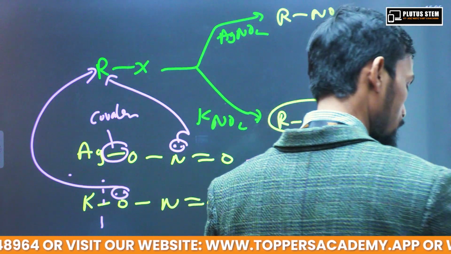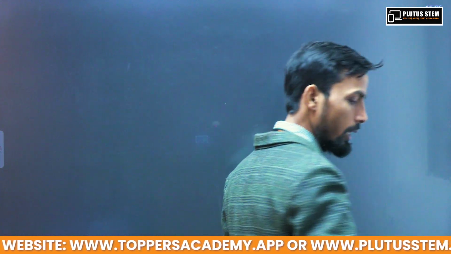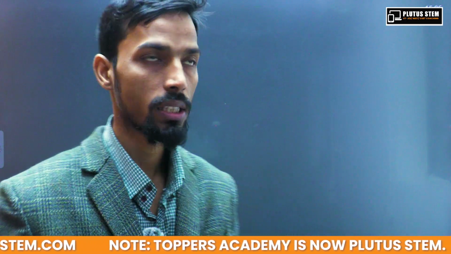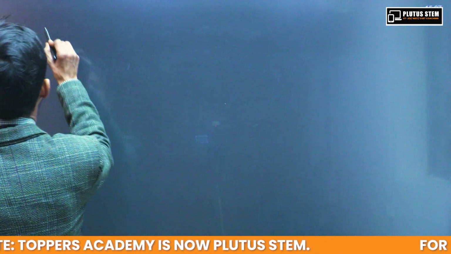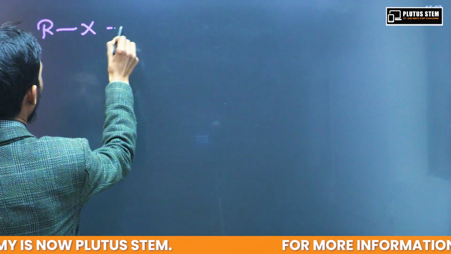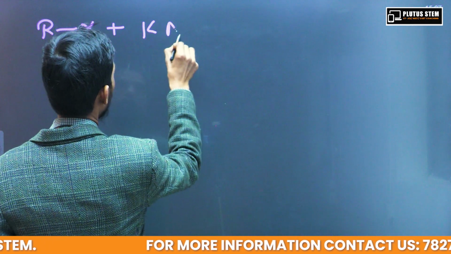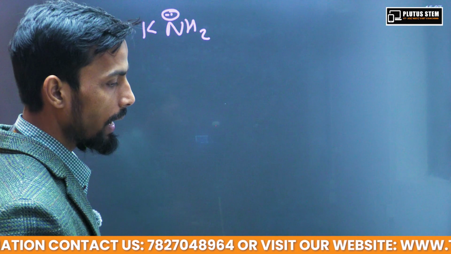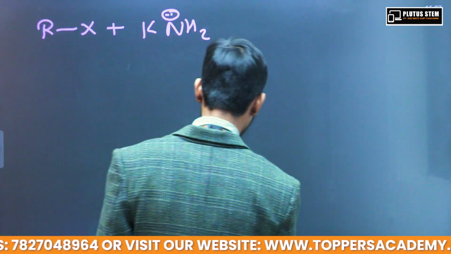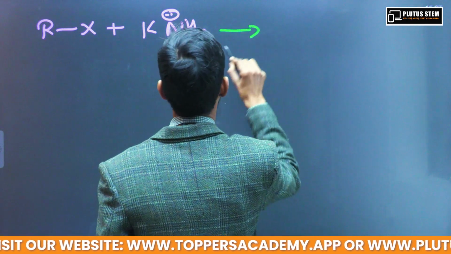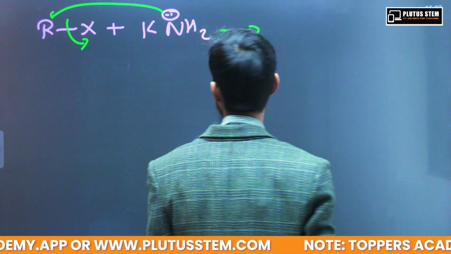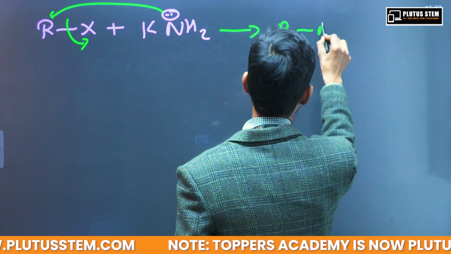So now one more reaction which we are going to see over here, we will see the addition of NH2. We are going to see the addition of KNH2, or you can say NH2 negative. This is our RX when we react it with KNH2. So what will happen over here? This is the base. So it will attack at this place, and this X is going to leave from here, and we will get a product like RNH2.